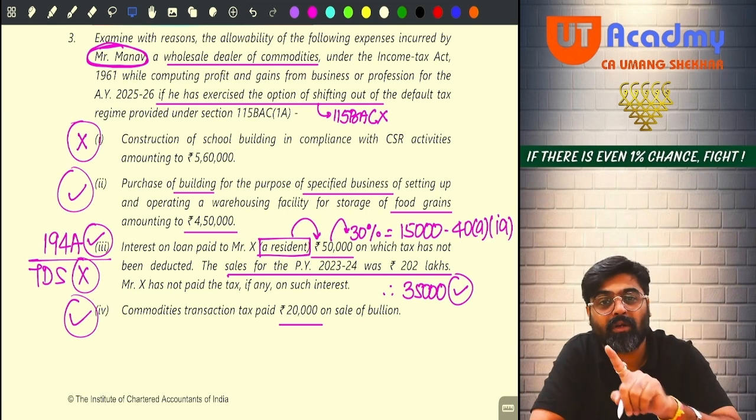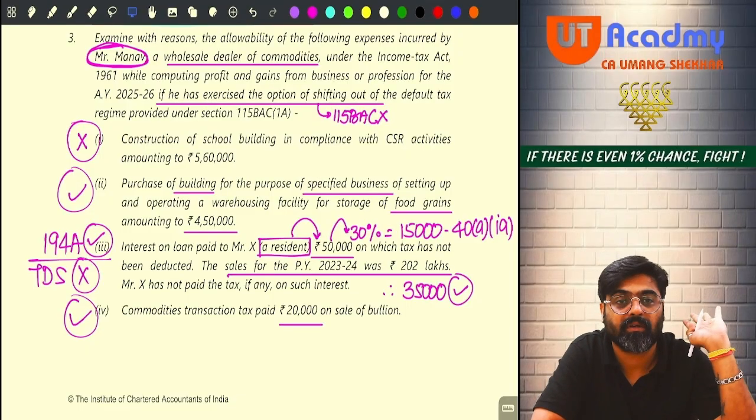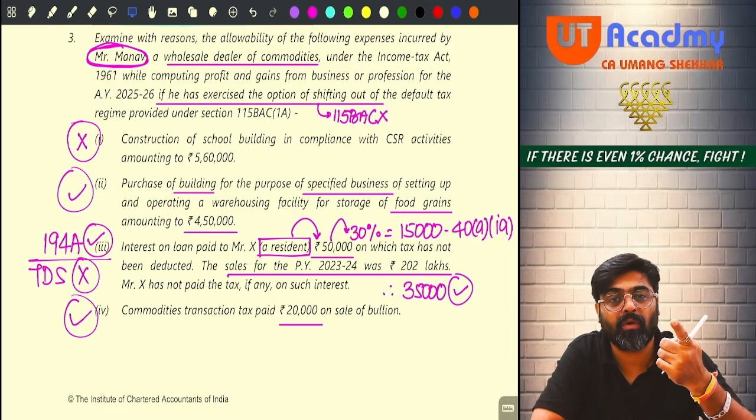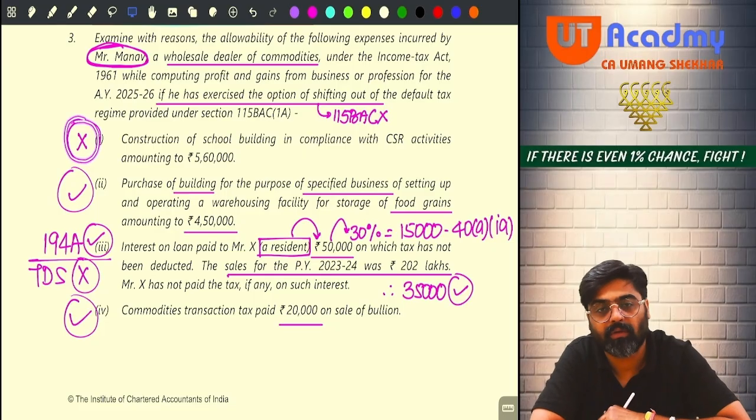This expense is not incurred for the purpose of business or profession. It will be assumed so. Hence, it will be disallowed. Yes or no?